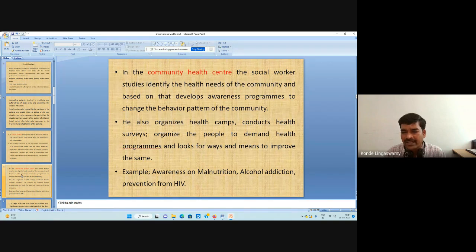For example, when you are allotted one organization, the organization working in a particular area, you can find out one problem. Alcoholic addiction is a major problem in the particular community, particular area. Or HIV, you can find HIV is a major problem in the particular area. What will you do as a social worker?